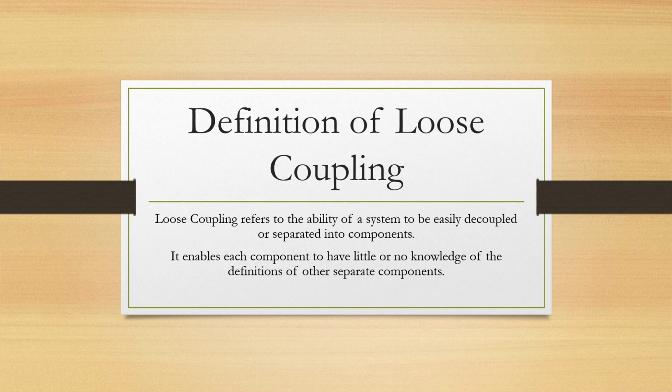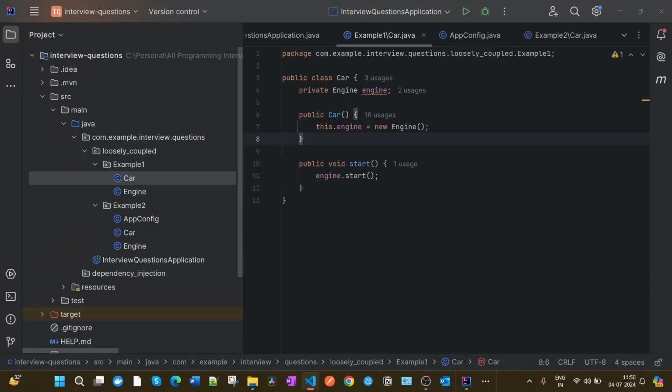So let's take a real world example of a car. In a tightly coupled design, if you want to replace the car engine, you might also need to change the transmission, the exhaust system, and so on. But in a loosely coupled design, you can replace the engine without affecting the other components.